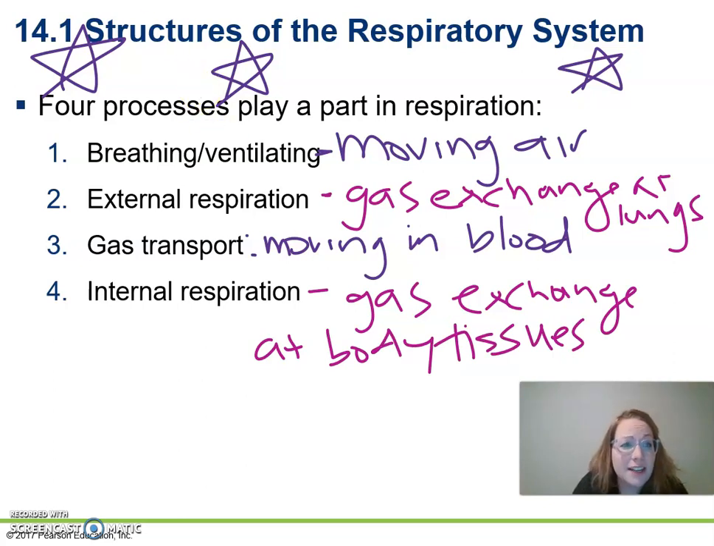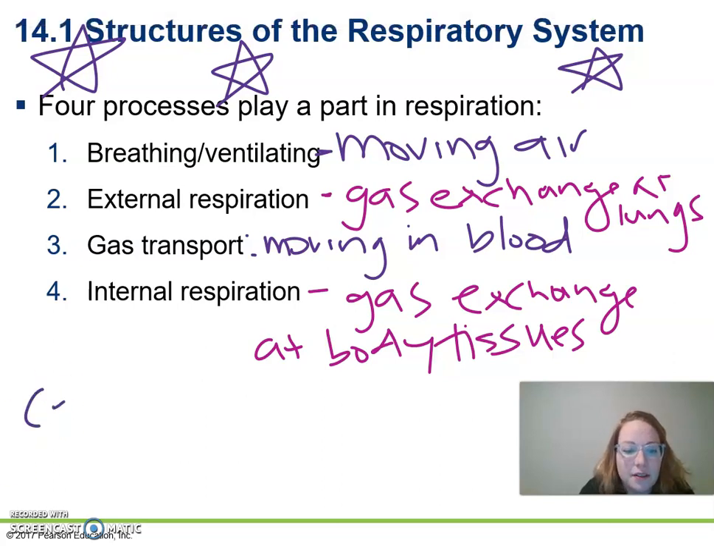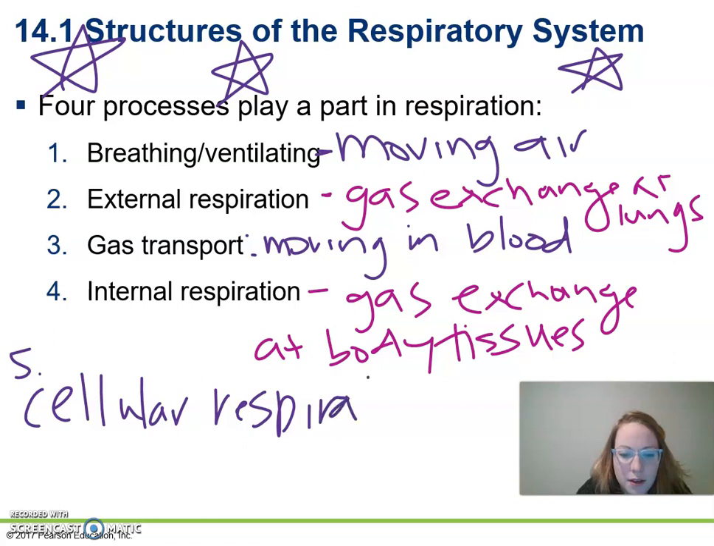And then you can even add a fifth process, I'm sure you don't prefer it, but I do, of cellular respiration. So cellular respiration is using our mitochondria in our cells. What do they do? They make energy. So cellular respiration is taking in oxygen and sugar, doing all those processes we talked about with ATP production in the muscular system, and then making ATP, right?